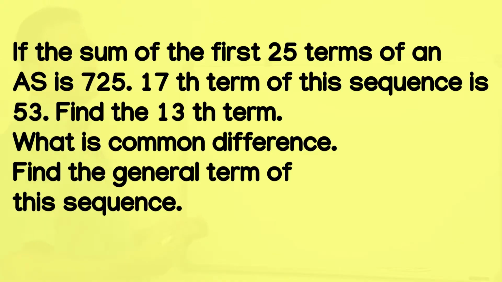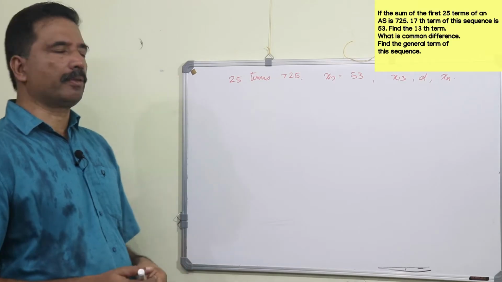അടുത്ത ക്വസ്റ്റ്യൻ. In an arithmetic sequence, the sum of the first 25 terms is 725. It is given that the sum of the first 25 terms is 725 and the 17th term is 53. We have to find the 13th term, the common difference and the general term of the sequence.